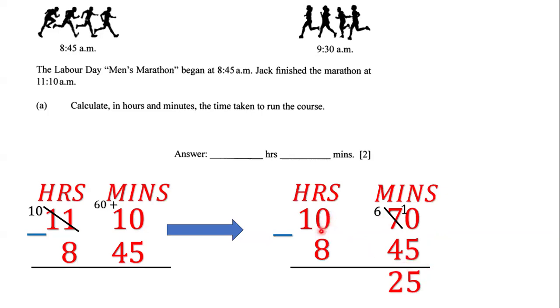Next, we say 0 minus 8, which we cannot do, so we have to borrow. We take away 1 from the 1, which gives us 0, and we put the 1 here. So we have 10 minus 8, and 10 minus 8 is definitely 2. And so the time taken to run the course is 2 hours and 25 minutes. And that's the answer to this question.